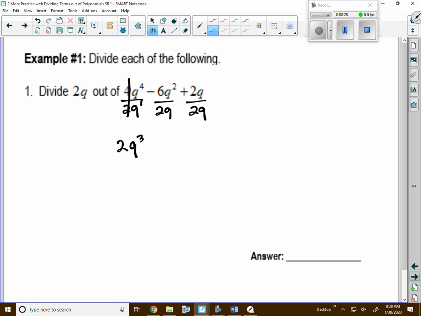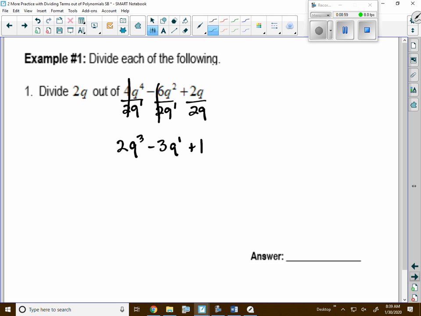Okay? Then I have negative 6 divided by 2, which is negative 3. What do I have left for my q? Q to the 1st, because we're subtracting our exponents. Okay, last one. 2 divided by 2 is 1. Something divided by itself is 1. Okay, and then q divided by q, it's also 1, so we can just leave it as 1.